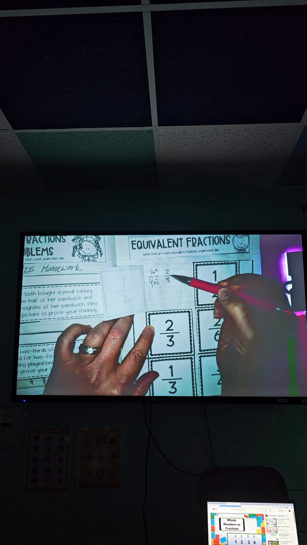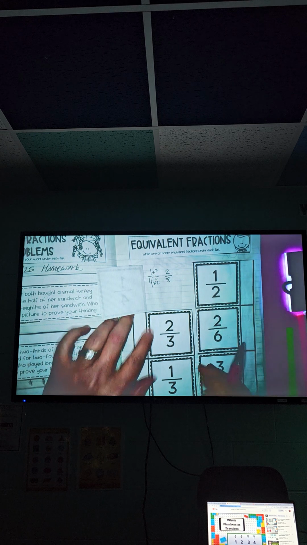And we can check ourselves by asking how many times will 2 go into 8, and it's 4 times. How many times will 2 go into itself, and it's 1 time. So that is equivalent.